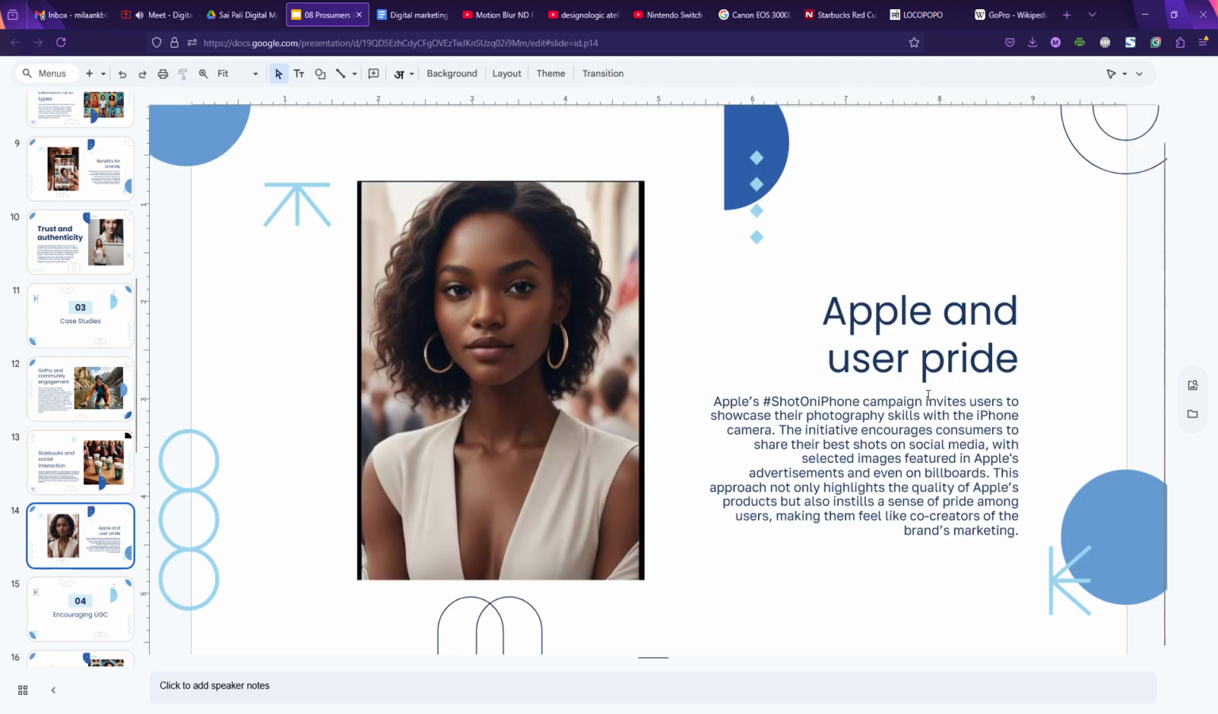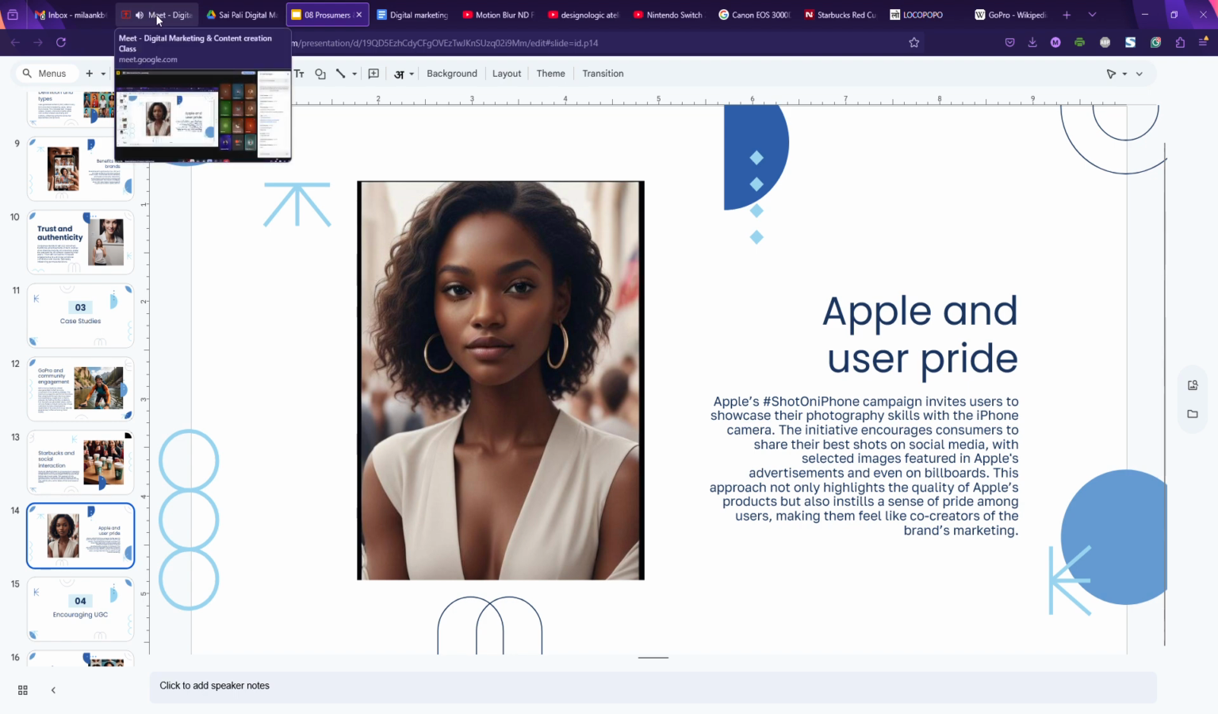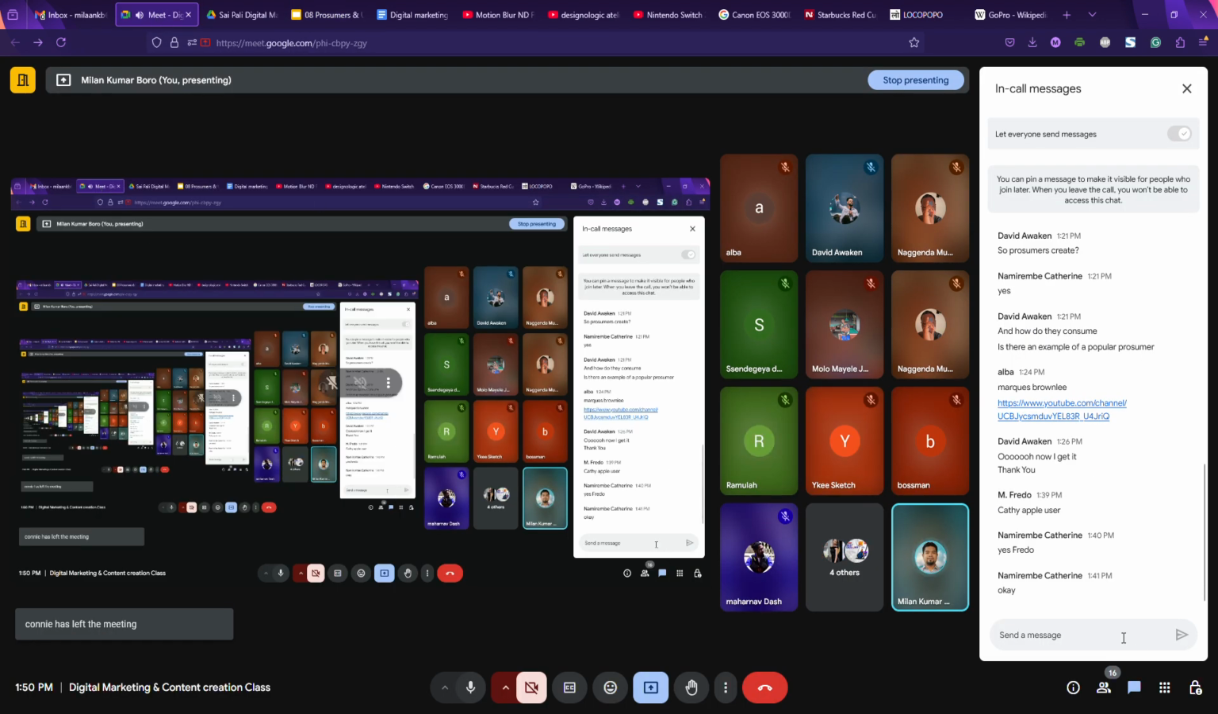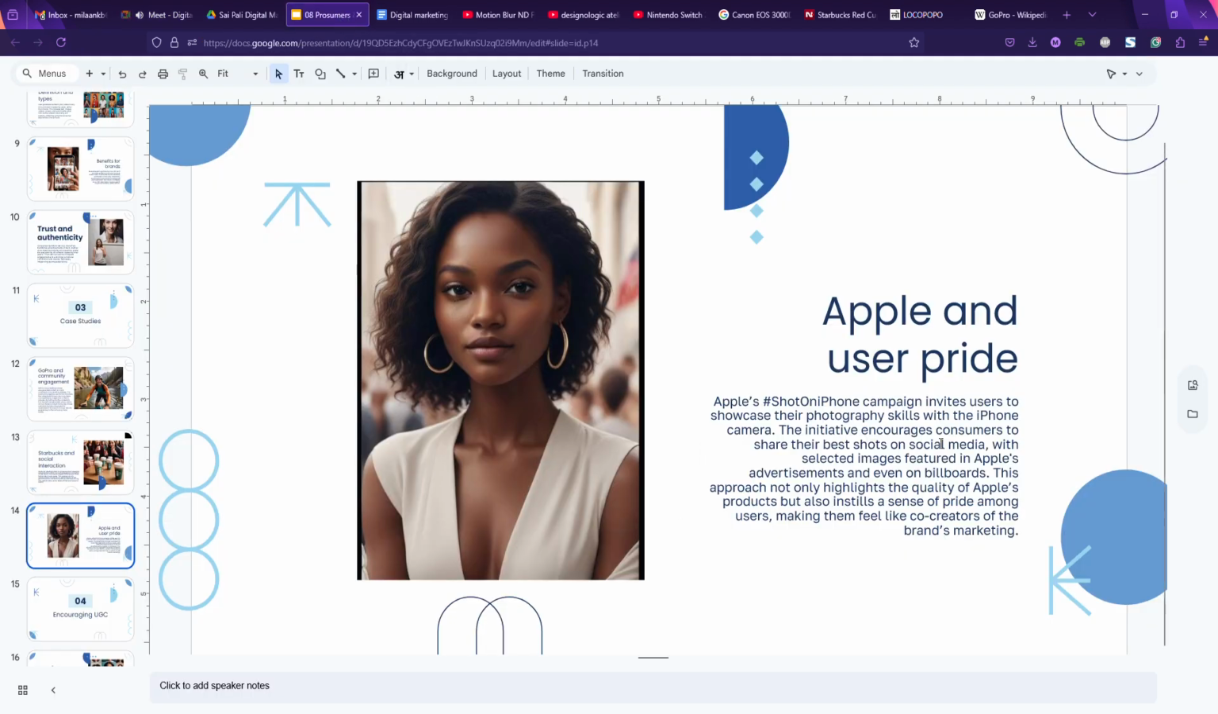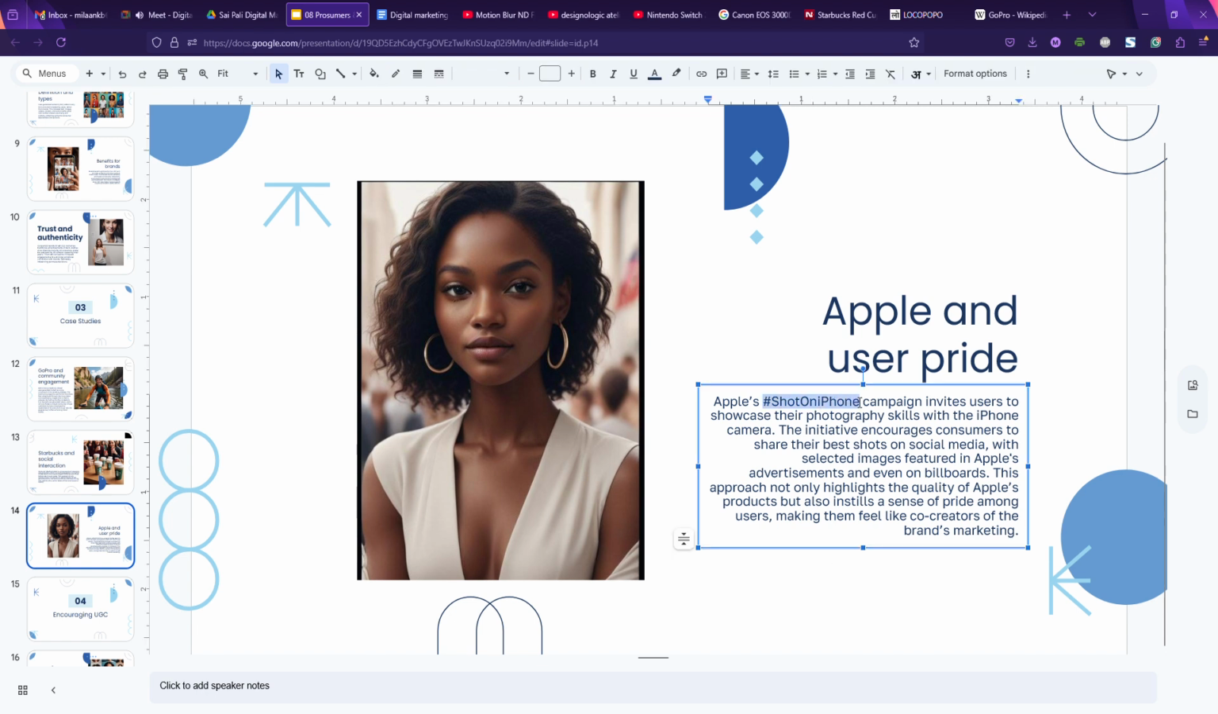And then Apple and user pride. Okay, I heard one student uses, so probably this is an Apple user. So Apple has the Shot on iPhone campaign. The hashtag shot on iPhone is used, and many people use their iPhone to click their photo, click their selfie, and then post it on social media. So the campaign is the hashtag shot on iPhone campaign.